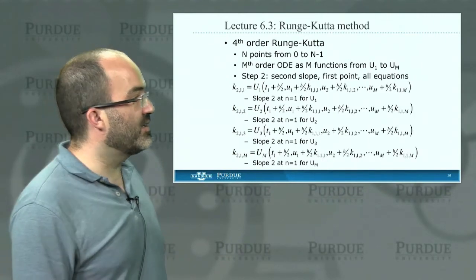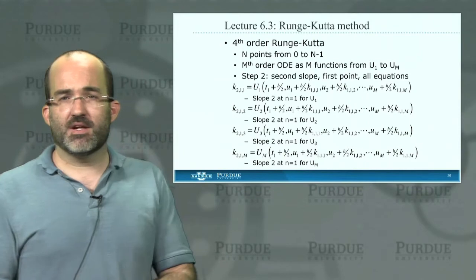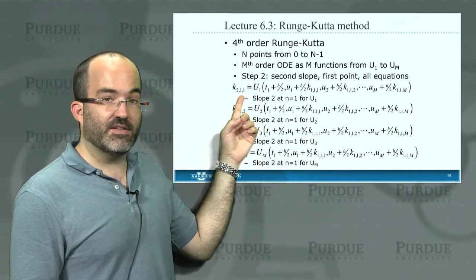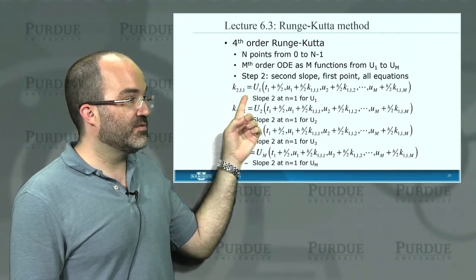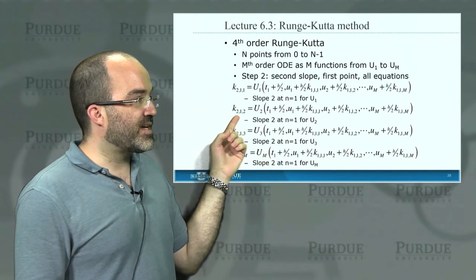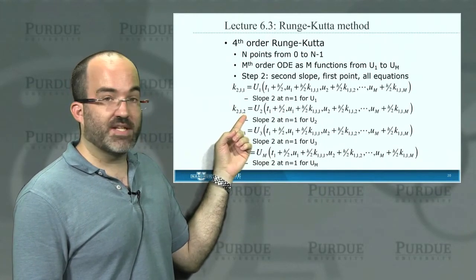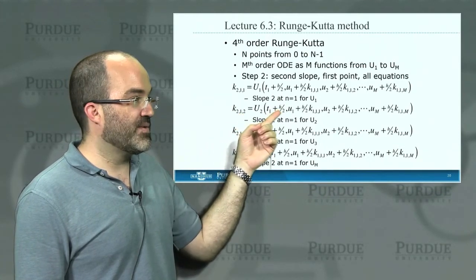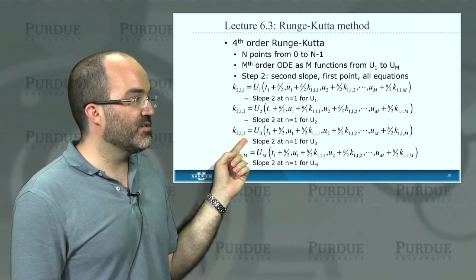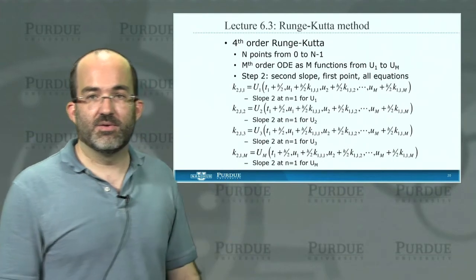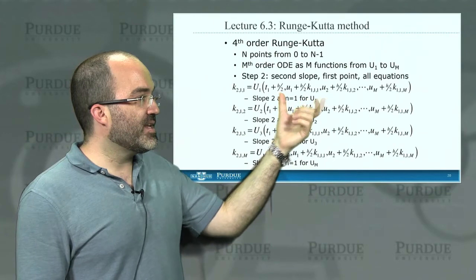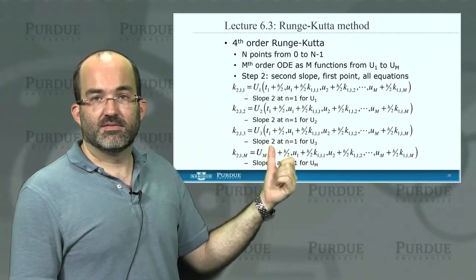Then you're going to go back and say, well, we have our first slope. Now we need our second slope. So we're going to solve the second slope, still at the first point, for the first equation, which is evaluated at h over 2. The second slope for the first point for the second equation, evaluated at the same place. The second slope, the first point for the third equation, and all the way down the line through the nth equation. Now what you'll notice is that you're evaluating these different derivatives to get those slopes.